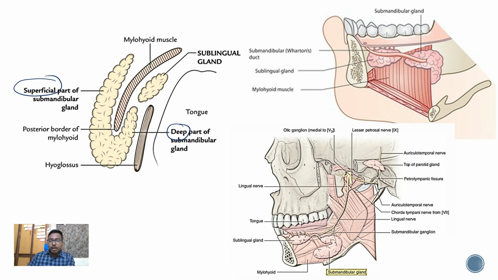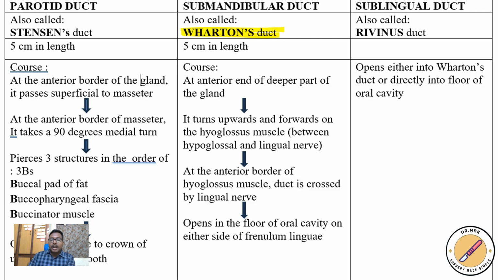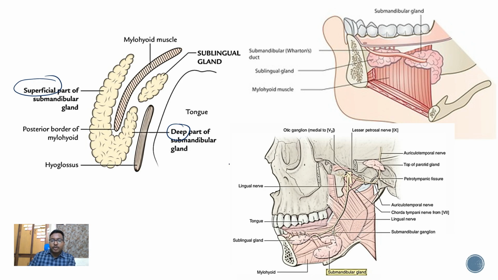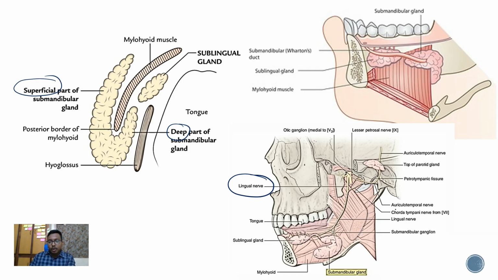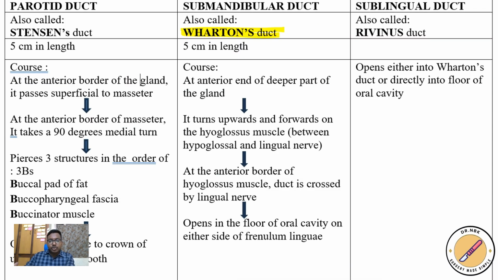This is the hyoglossus muscle we are having, and the duct travels on the hyoglossus muscle between the hypoglossal and the lingual nerve. Two important nerves we need to remember regarding the course of the submandibular duct are, one, the lingual nerve, and second, the hypoglossal nerve.